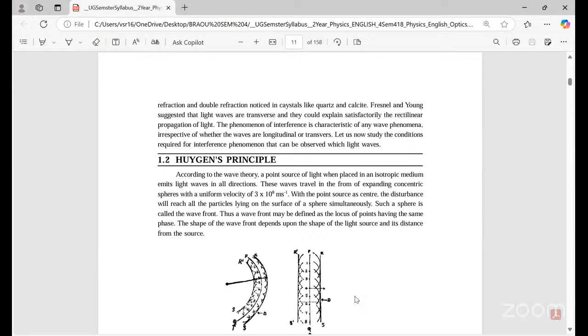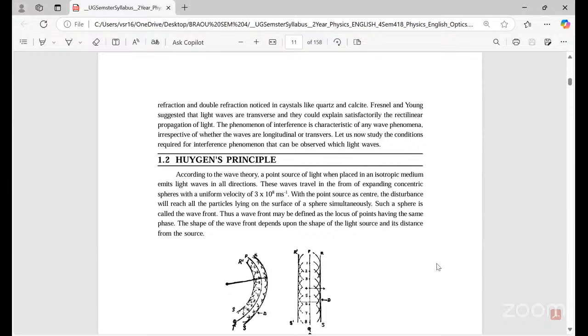And Fresnel and Young suggested that light waves are transverse waves, and they could satisfactorily explain the rectilinear propagation of light and the phenomenon of interference, which is a characteristic of any wave phenomenon, irrespective of whether the waves are longitudinal or transverse.